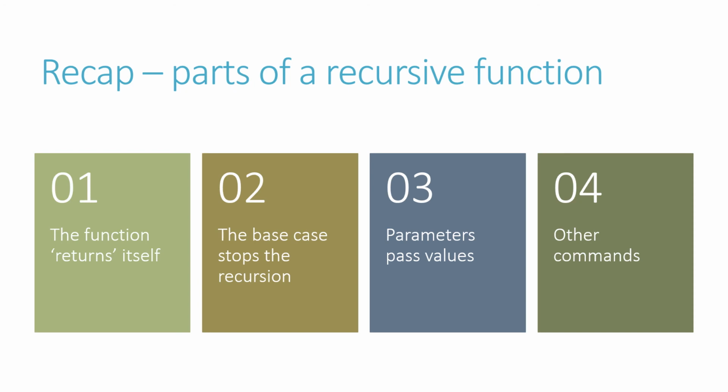So just to recap, in every recursive function, the function will call its own name. It typically has the word return followed by its own name. It'll have a base case which stops the recursion. The way that I write it, the base case comes at the top and it's an if statement. Most recursive functions include parameters because that's the only way you can pass values up the chain. And then typically, of course, there will be other commands, whatever it is that your function has the job to do.